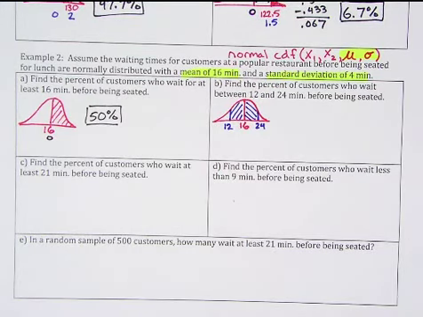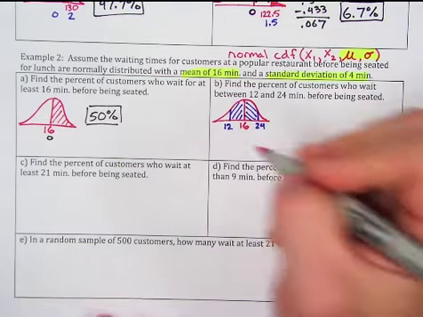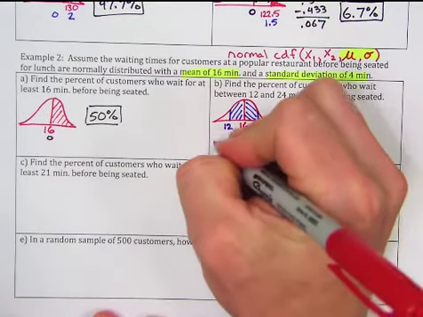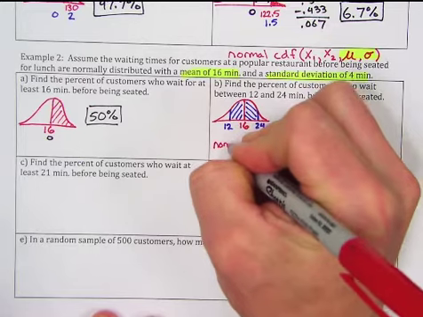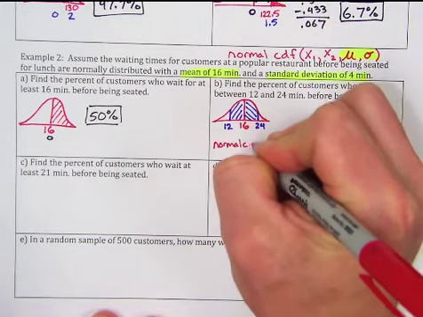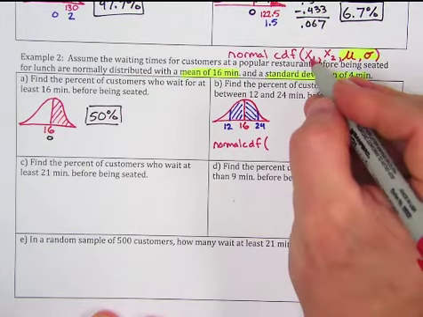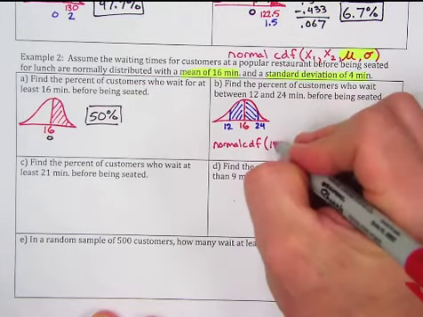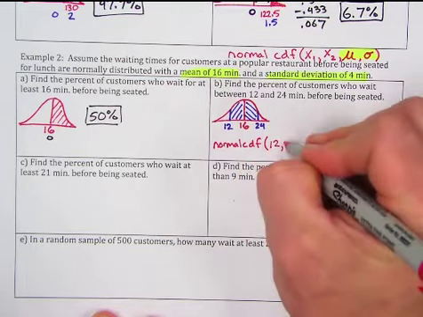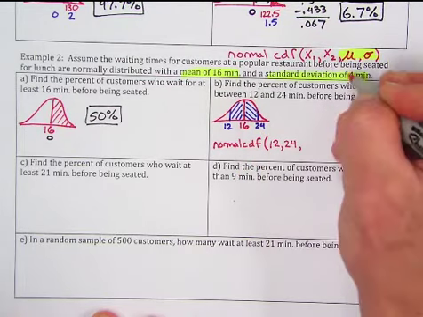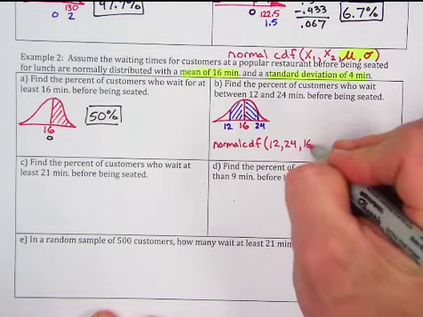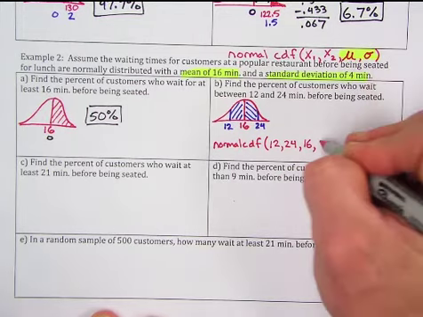Okay, and there's the area that we're looking for. And this one's going to be an easy one to use our calculator for. So we are going to type in our calculators. We're going to choose our normal CDF. And then we're going to type in the value on the left, which is 12, comma, the value on the right, which is 24, comma, the mean of 16, then comma, the standard deviation, which is 4.